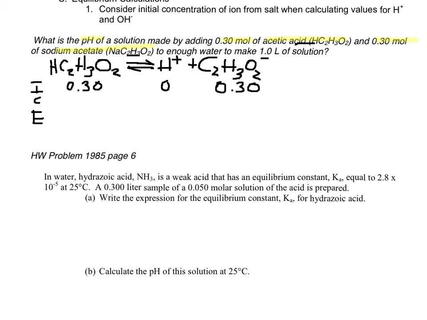It can't move towards the left because there's no hydrogen, so it has to move towards the right. So that means this is going to go down. The acetic acid is going to go down, while the hydrogen and acetate ions are going to go up.